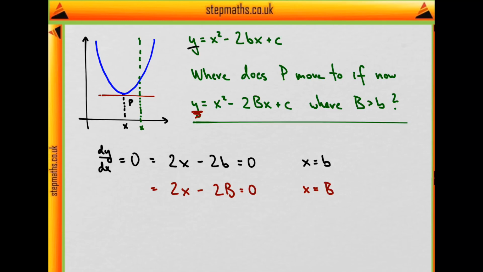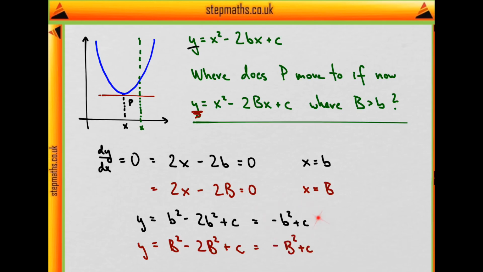And how about the y-coordinate? Will that change? Well, let's see what happens when we plug in our x into this function. So in the first case, we get a lowercase b squared minus 2b times b plus c. And for the new parabola, we get the same, except with capital B. So always minus b squared plus c.